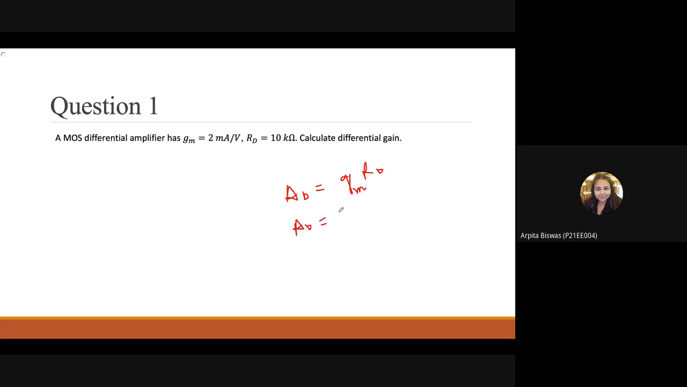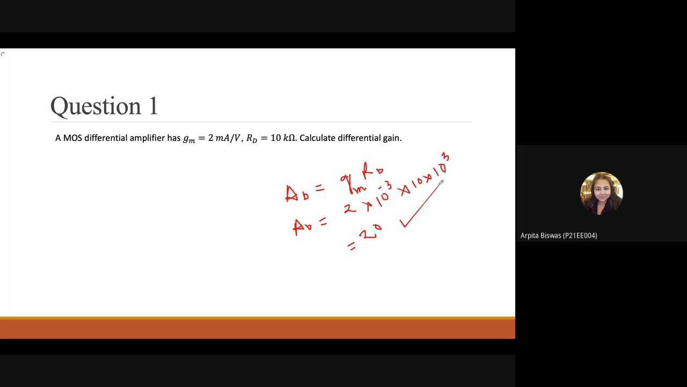So AD equal to gm, which is 2 milliamps per volt, so 2 into 10 to the power minus 3. The RD value is 10 kilo ohm, 10 to the power 3, right? So what is the value of the AD? It is 20. So the right answer is 20.